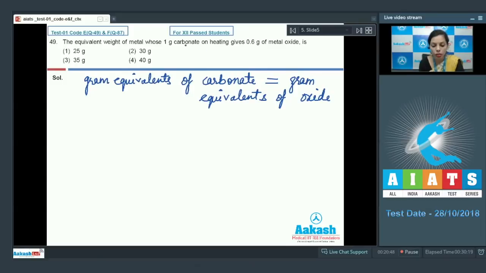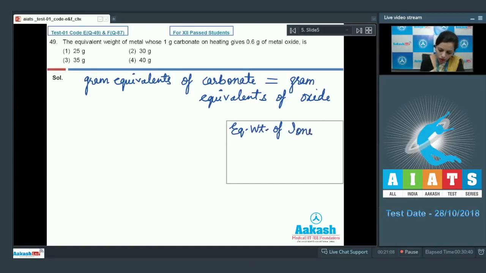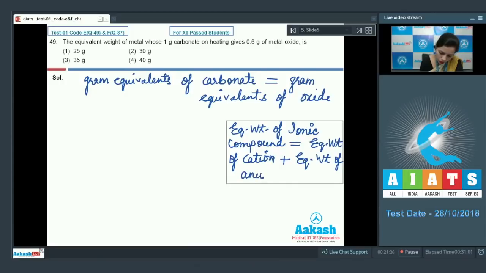What would be the equivalent weight of the metal carbonate? That can be calculated with the help of the formula that the equivalent weight of an ionic compound is equal to the equivalent weight of the cation plus the equivalent weight of its anion. Simply with the help of this you can calculate.